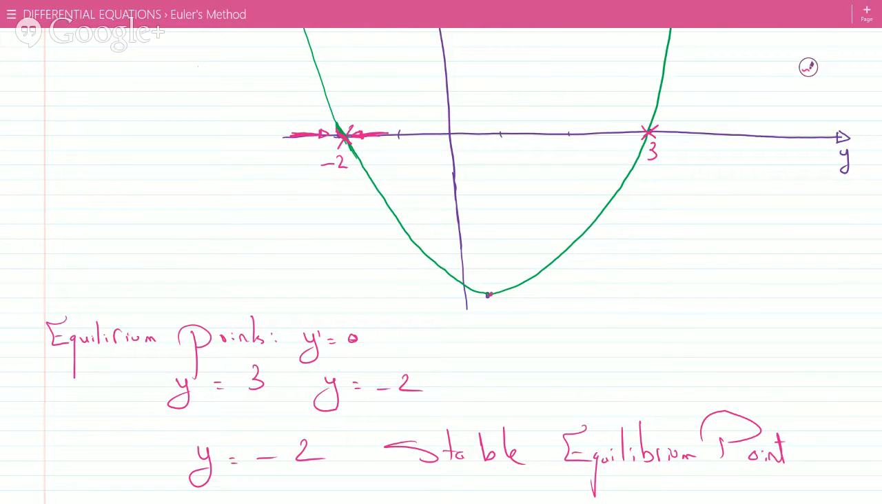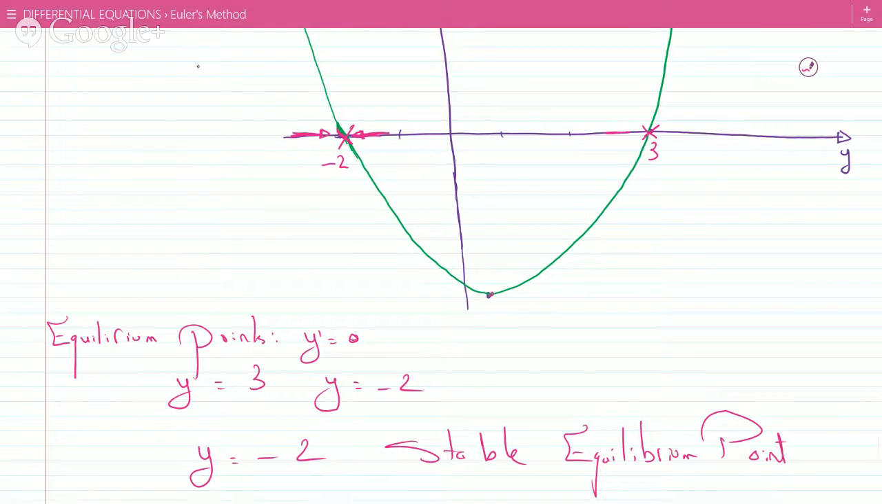Whereas at 3, it's less than 0 on the left side, but then it increases. So on the left side the slope is negative, the derivative is negative, so the change is negative on the left side. And on the right side, it's positive, so it's half stable.